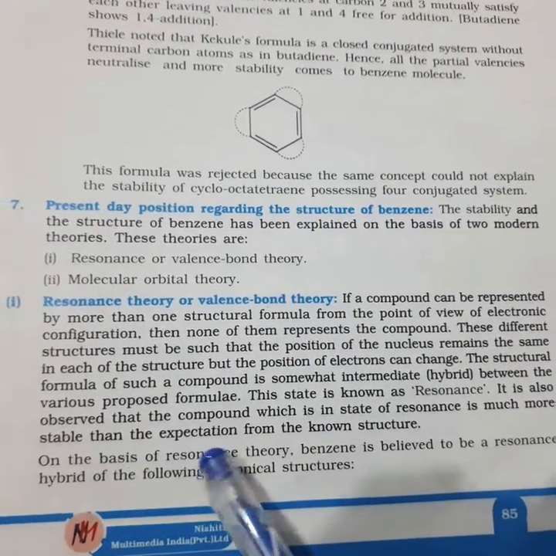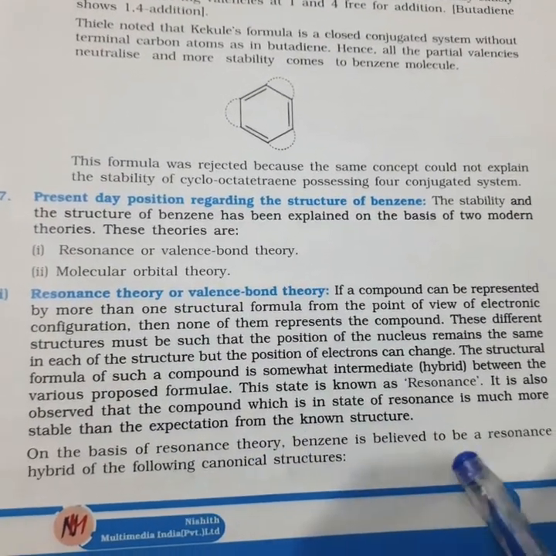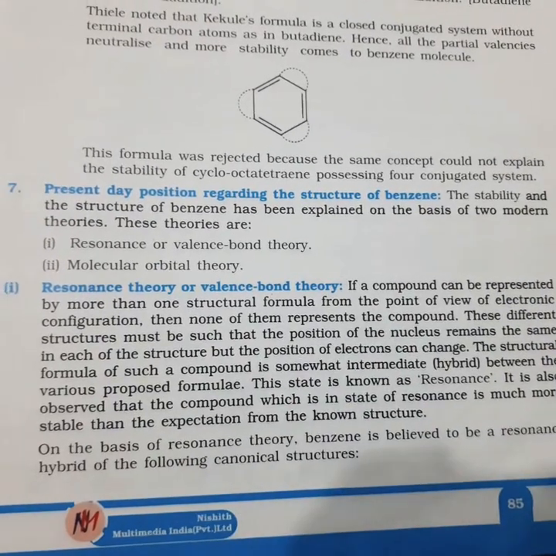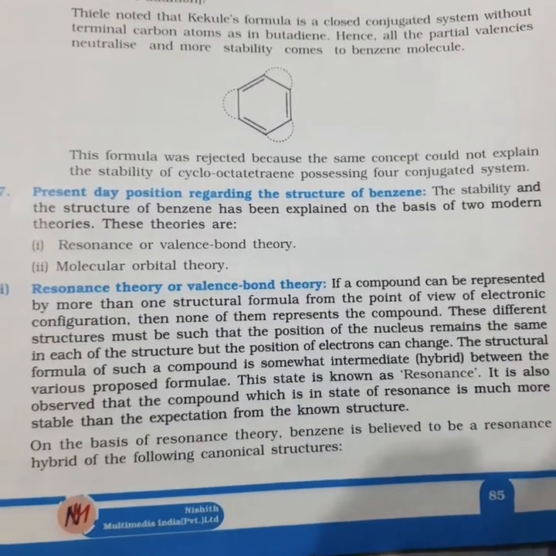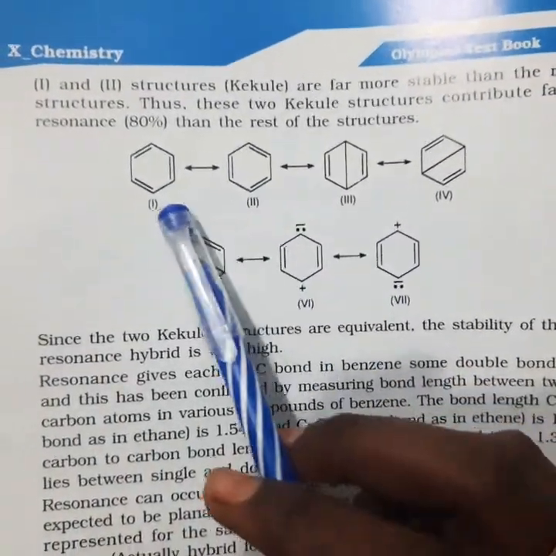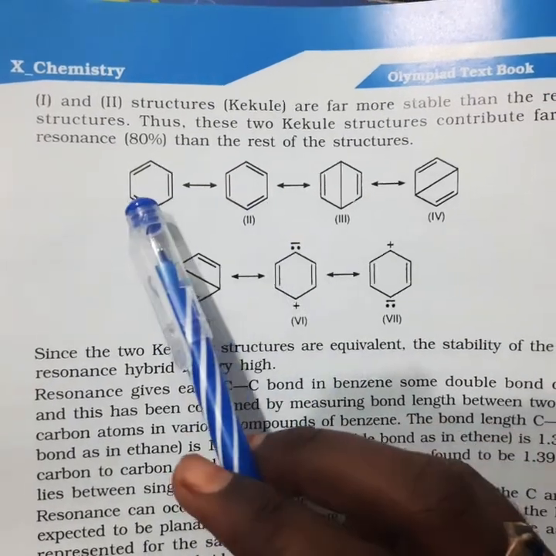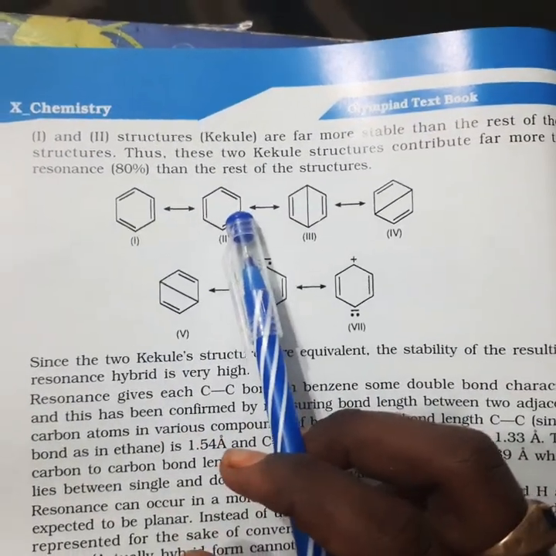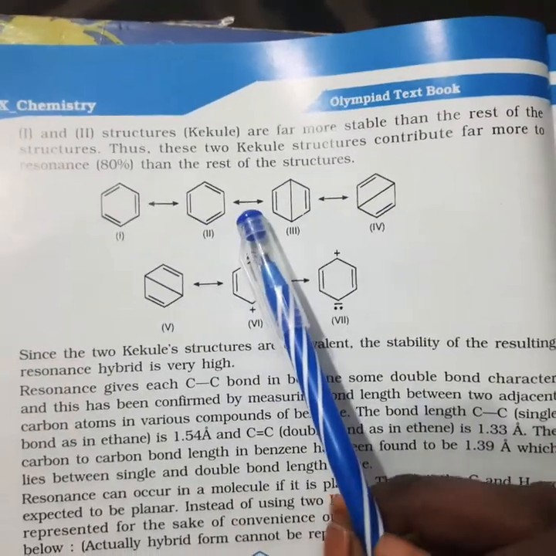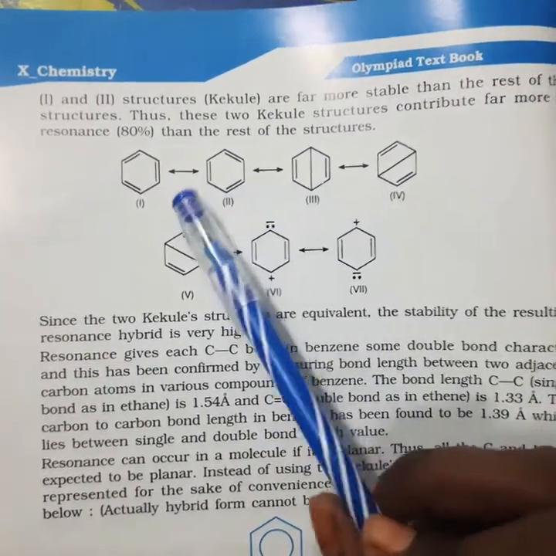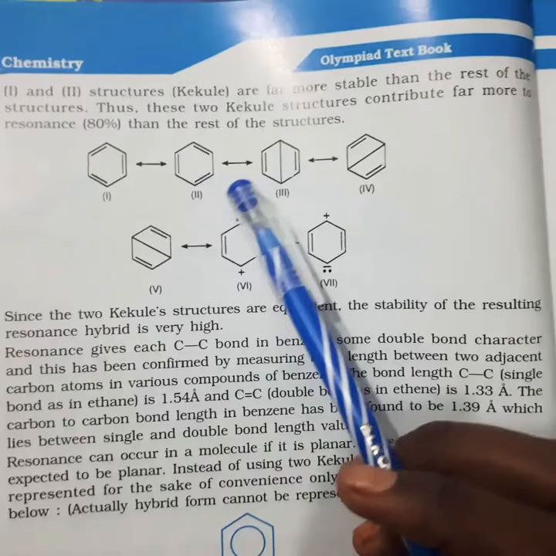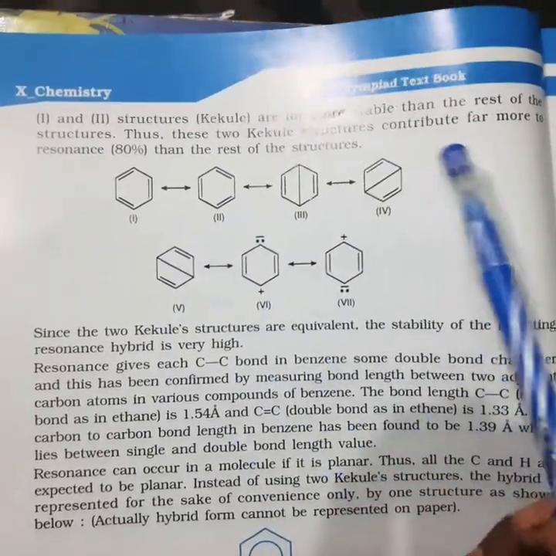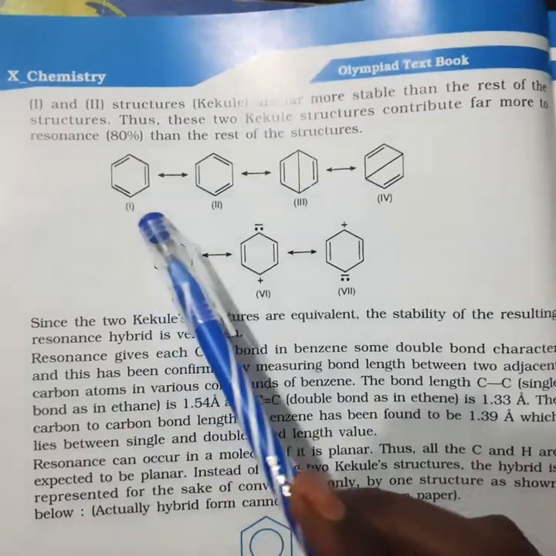Next, on the basis of resonance theory, benzene is believed to be a resonance hybrid of the following canonical structures. If you observe these structures, these two, 1 and 2, are according to Kekulé. These two are more stable than the rest of the structures. Thus these two Kekulé structures contribute far more to resonance than the rest of the structures.